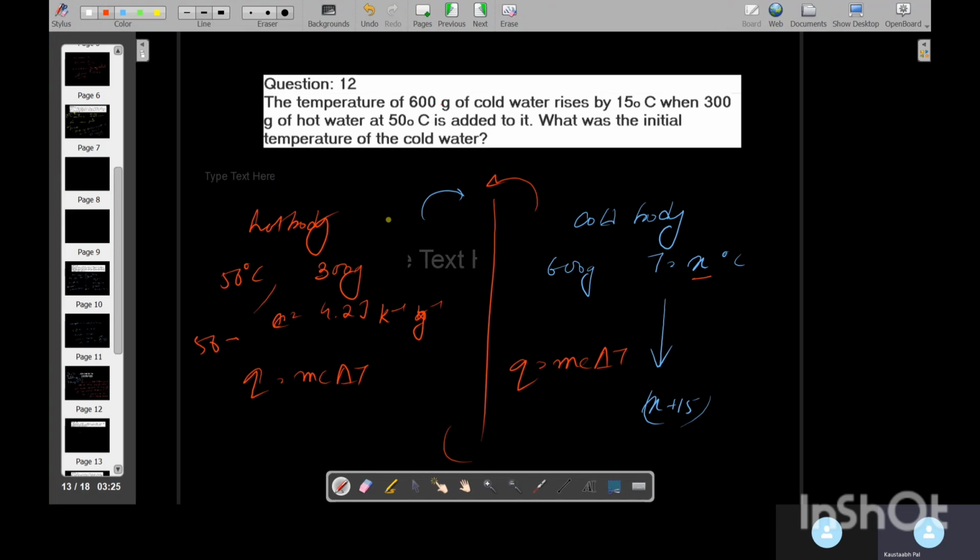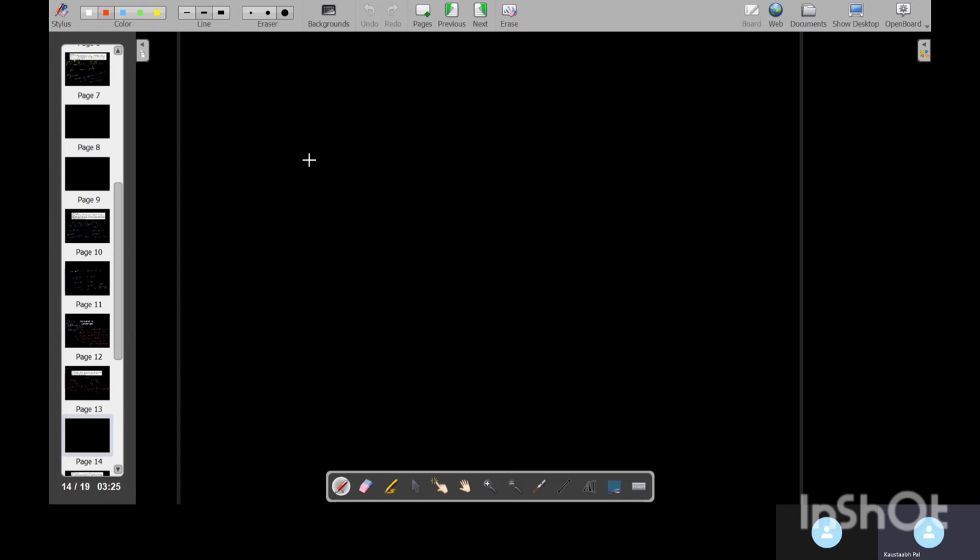From 50 it will come down to x plus 15, so this will be delta t. And here delta t will be how much? x plus 15 minus, sorry, not 15, extremely sorry, it is x. Okay, so now here q of hot body goes to q of cold body, so q will be how much?